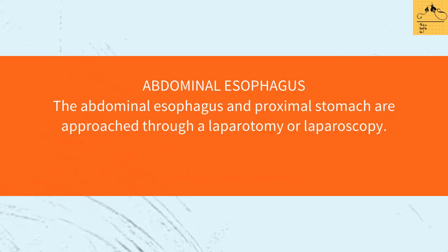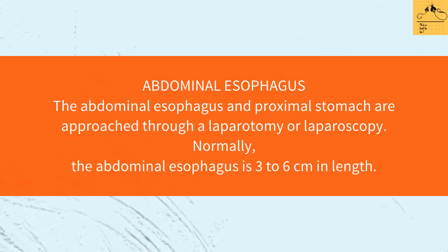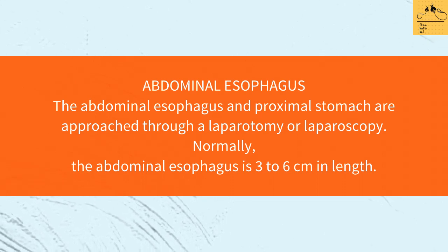Abdominal esophagus. The abdominal esophagus and proximal stomach are approached through a laparotomy or laparoscopy. Normally, the abdominal esophagus is 3 to 6 centimeters in length.